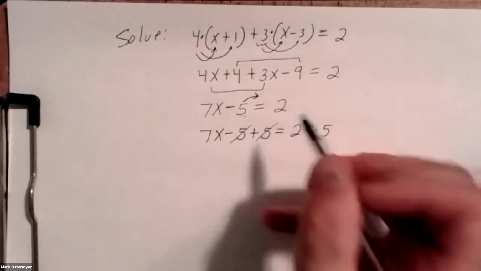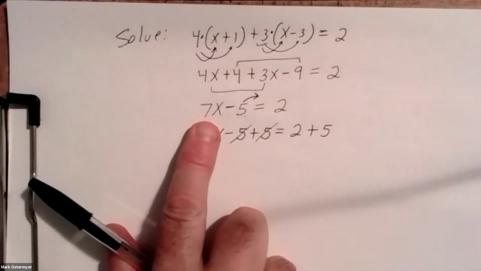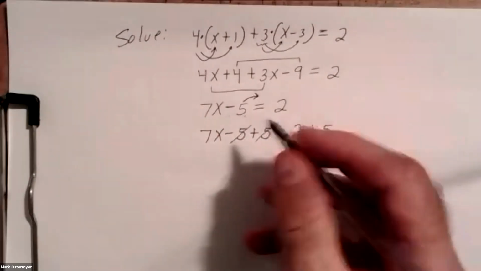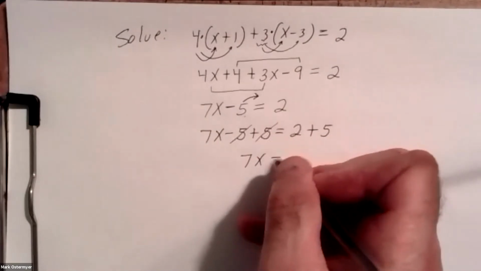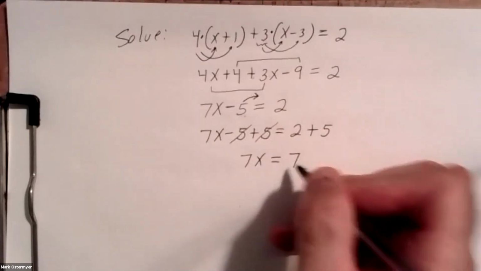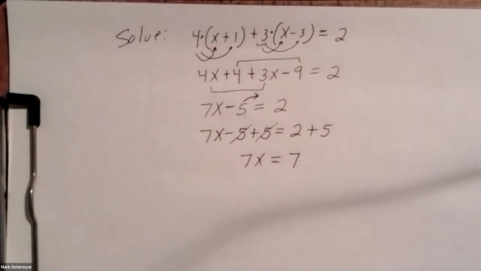The 5s on the left side add up to 0. Negative 5 plus 5 is 0. The 5s are gone, and we're left with 7x. 2 plus 5 on the right is 7. All right, what do we have to do now? One last step.